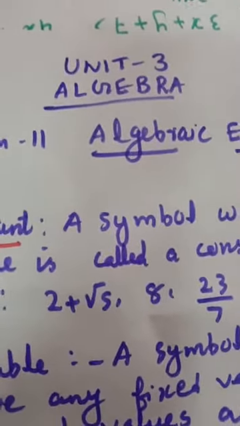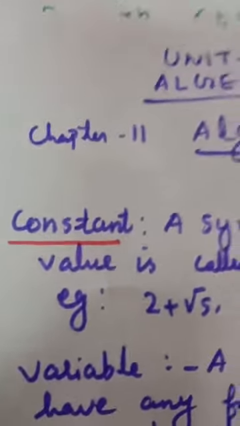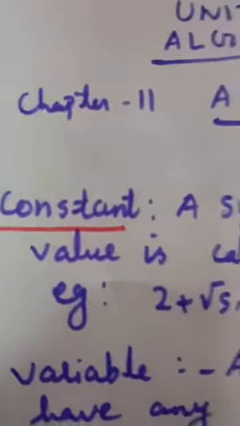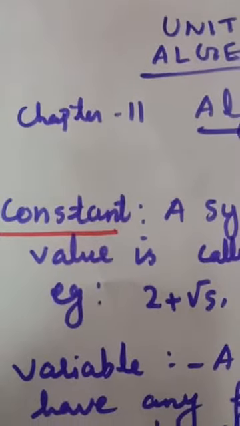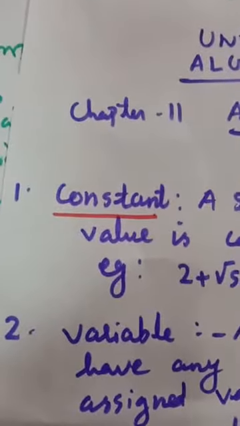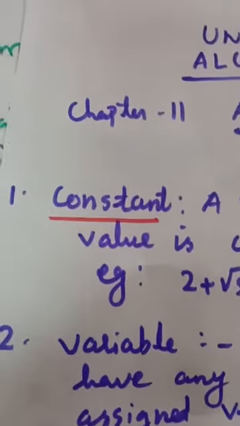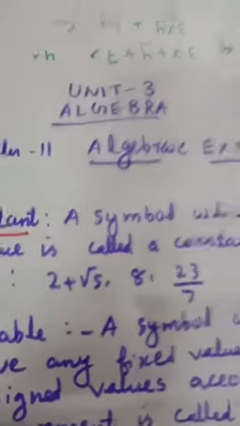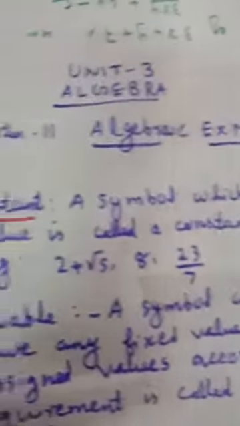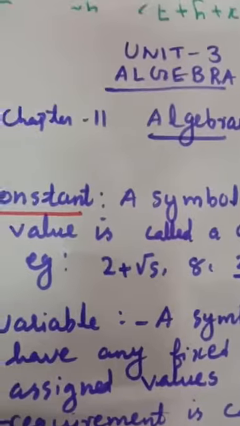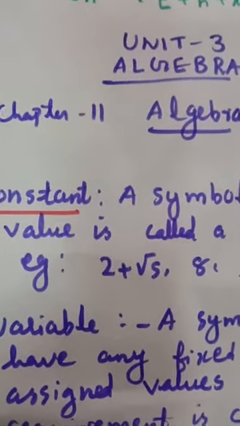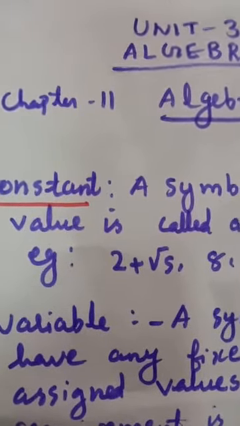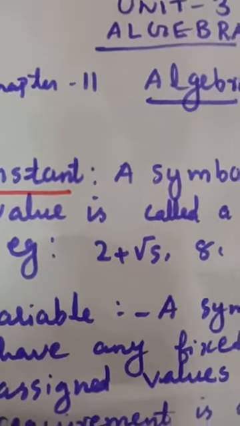Before starting the lesson, we want to learn some terms. I know that you already learned these terms: constant, variable, monomial, binomial, etc. So let us revise it. Constant. What do you mean by constant? A symbol which has a fixed value is called a constant. You just listen here. After this lesson I will post the notes.